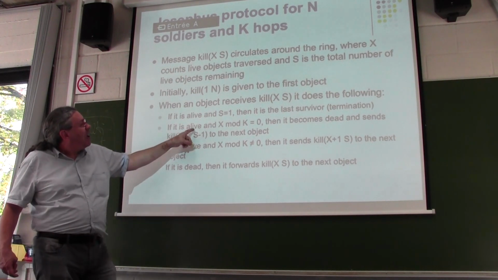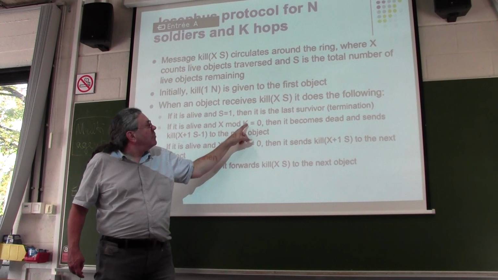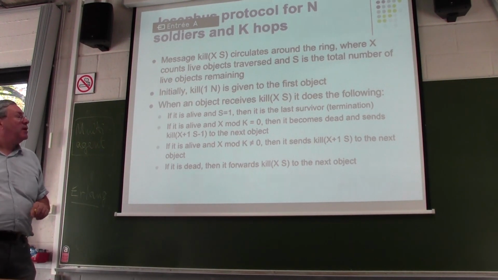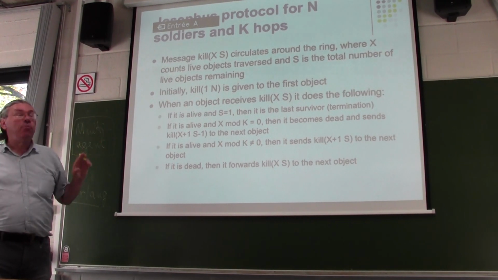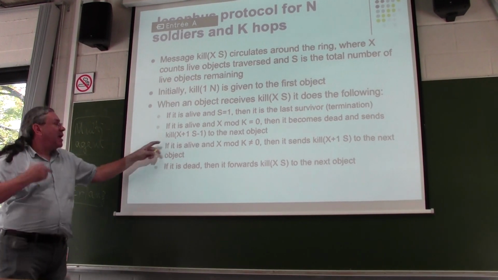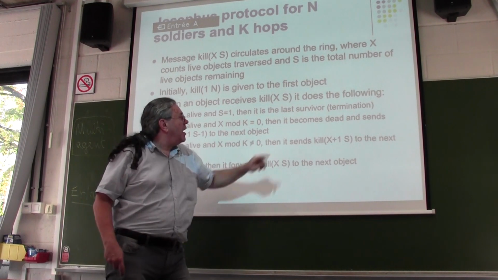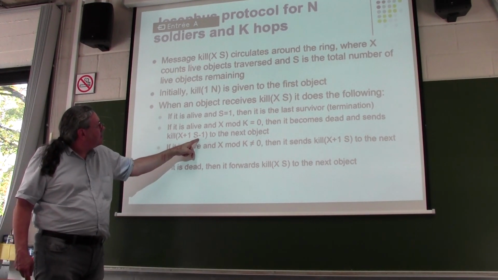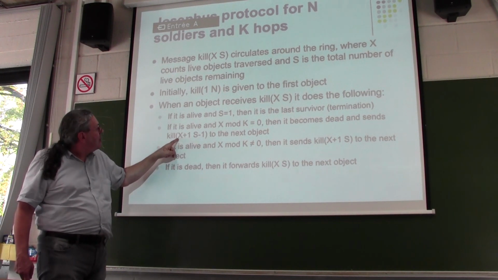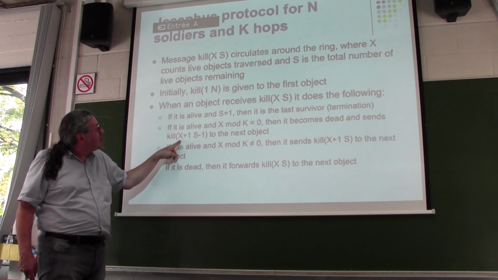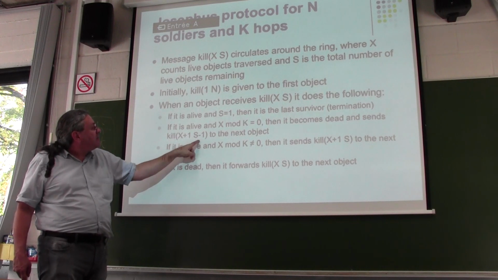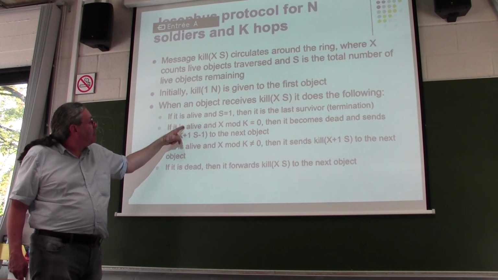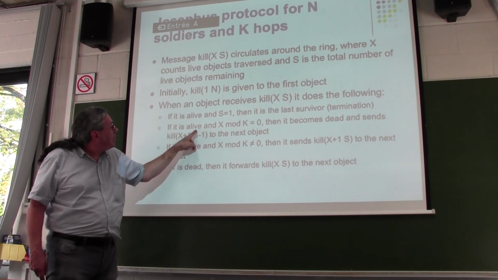If it is alive and x mod k is 0, then it's a multiple of k. The k would be 3, but we're going to make a general program. So if x mod k is 0, then it becomes dead, and it sends kill x plus 1, s minus 1 to the next object. You see, x counts the number of live objects, and s is how many live objects are left. So if it kills itself, s becomes s minus 1.